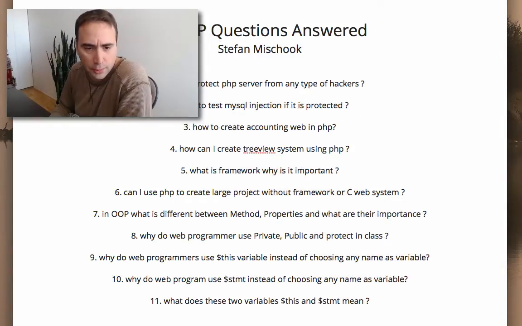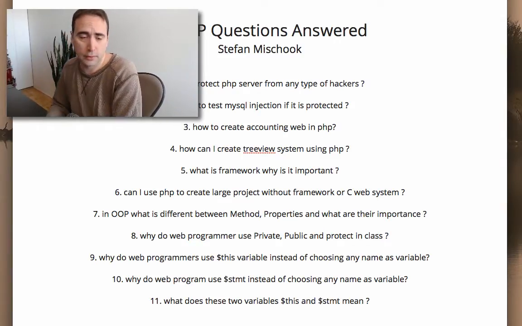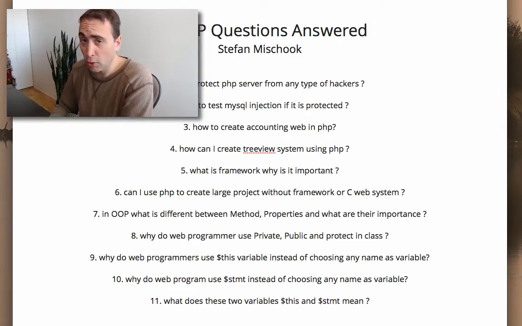Number 7, in OOP, what is the difference between methods and properties and what is their importance? Well, it seems that you need to do my basic OOP in PHP course, but essentially in OOP PHP, a method is just a function and the properties are variables. That's all. It's just a different word for the same thing. So in OOP PHP, instead of calling them functions, you call them methods. Instead of calling them variables, you call them properties. Their importance is the same importance as functions and variables. Extremely important.